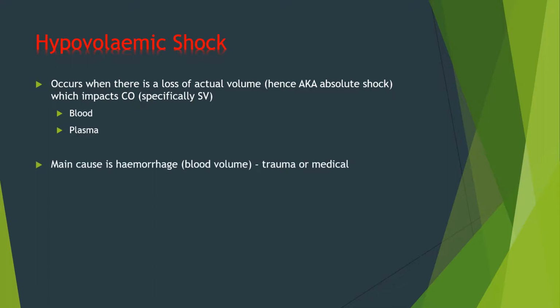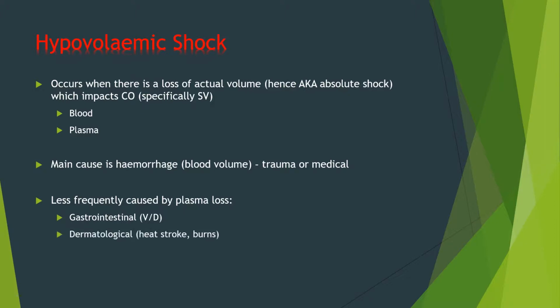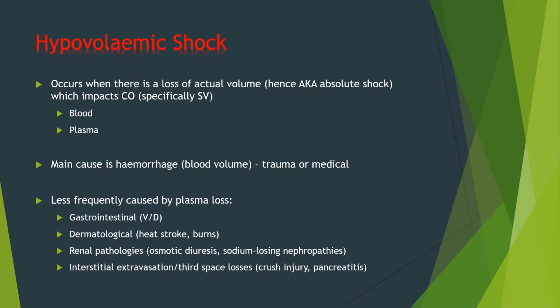The main cause of blood loss is obviously hemorrhage, and that can either be trauma or medical as the cause of the hemorrhage. And less frequently, hypovolemic shock is caused by plasma loss, and that's where you would expect to see it as a result of gastrointestinal issues like vomiting and diarrhea, or dermatological like heat stroke and burns, renal pathologies like osmotic diuresis, or sodium losing nephropathies, or interstitial extravasation or third space losses such as a crush injury or severe pancreatitis.